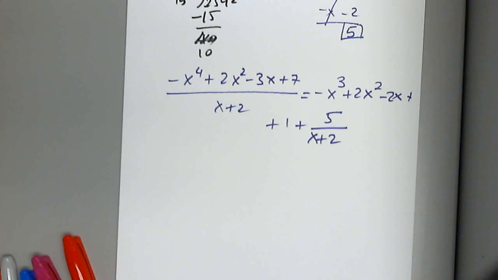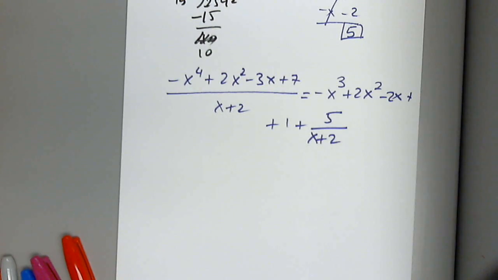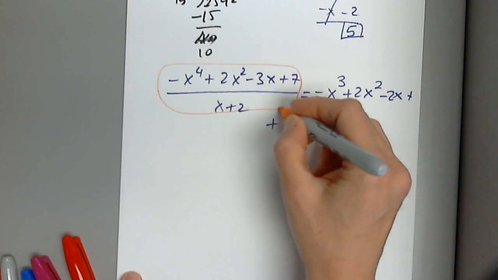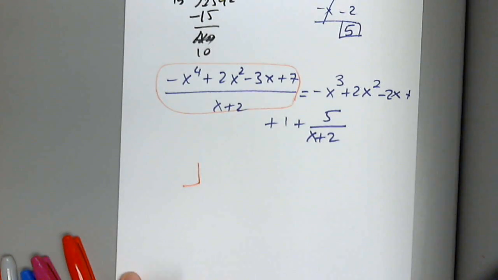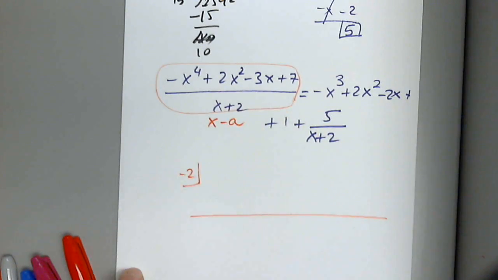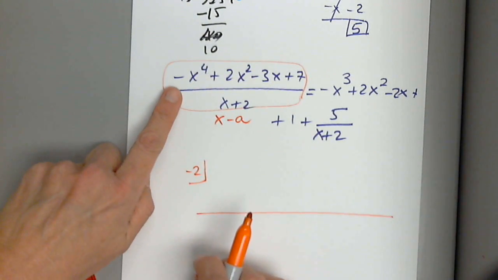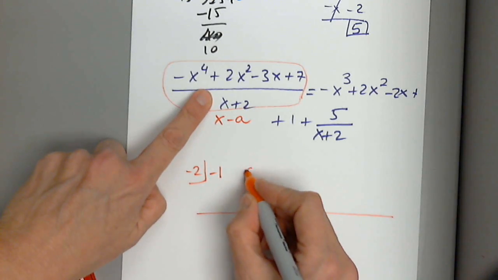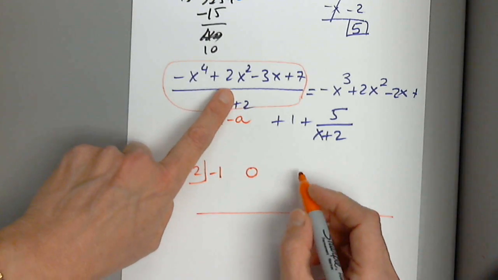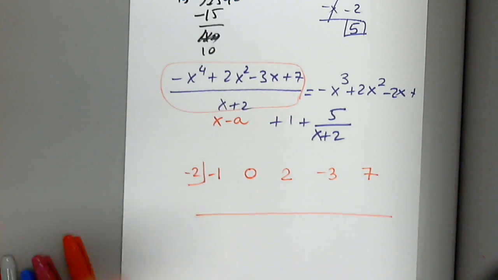Let's do one more synthetic division. Very good. Does this division work with synthetic division? Yes. Good. So what goes in the box then? Negative 2. Very good. Remember, we compare it to x minus a, and that's how we determine a. Okay? So it's negative 2. Now the leading coefficient is negative 1, but the next one is missing, and I have to write 0. The next one is 2, the next one is negative 3, and the last one is 7.